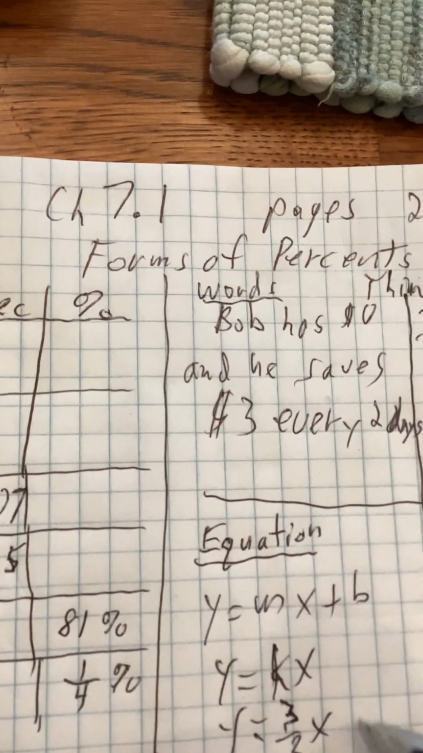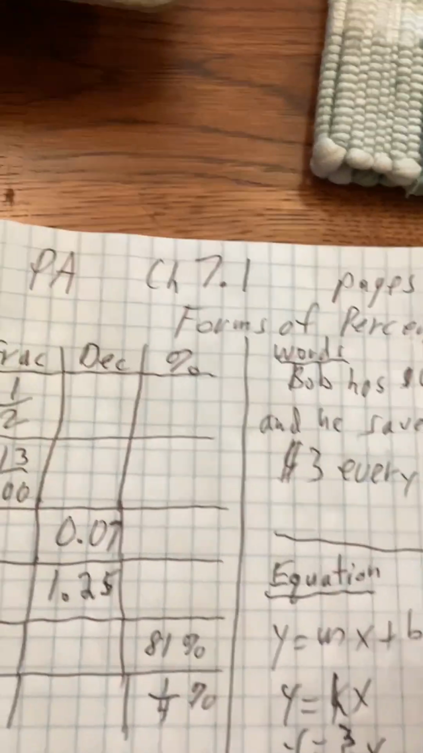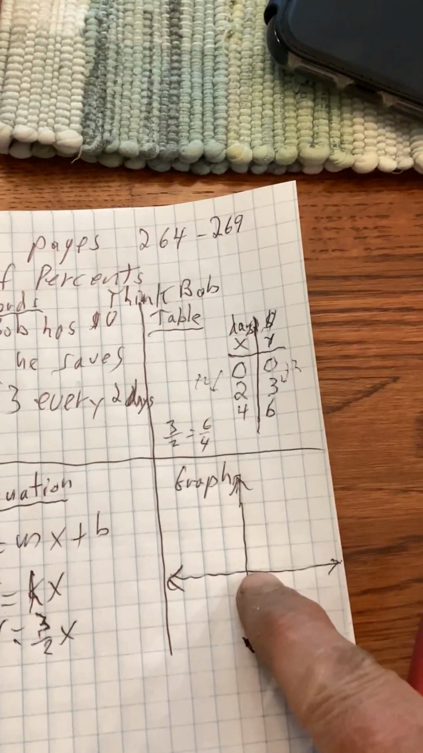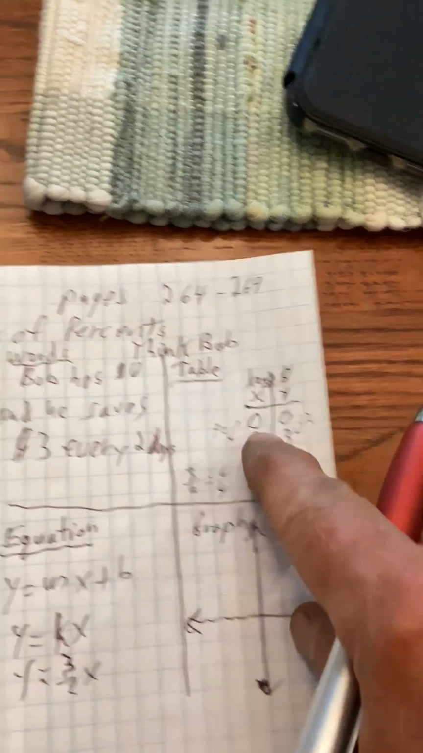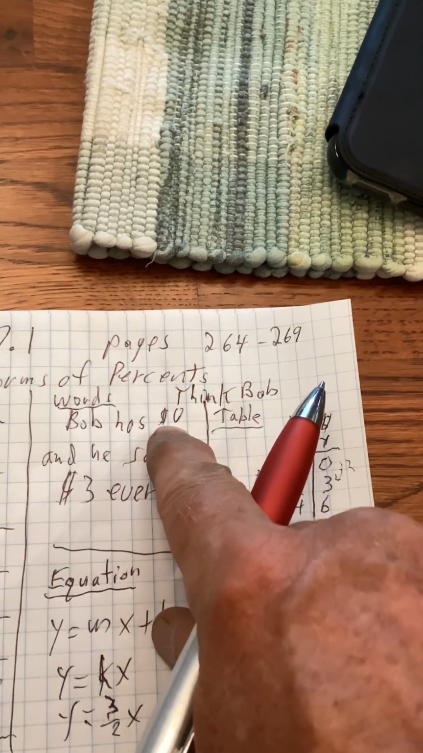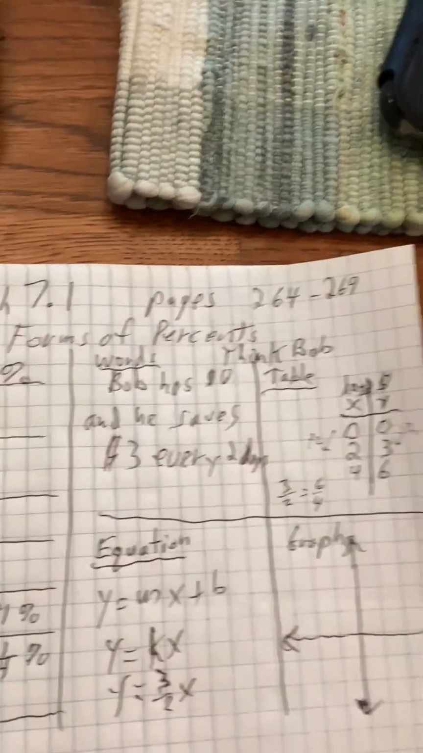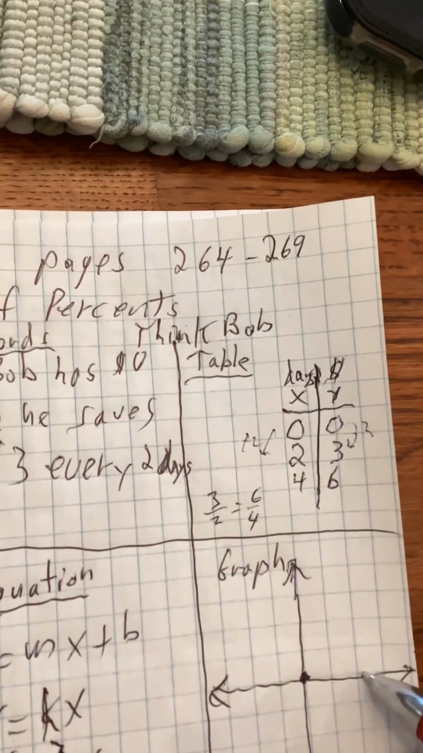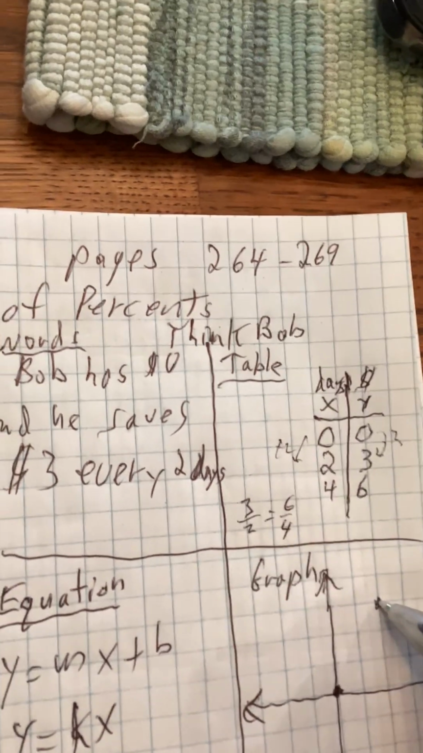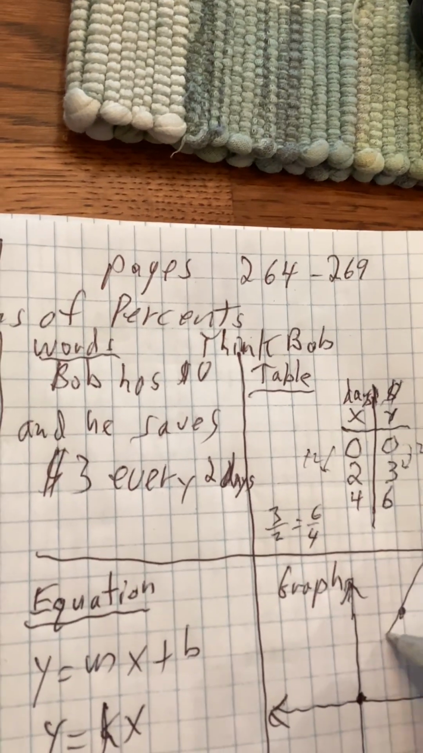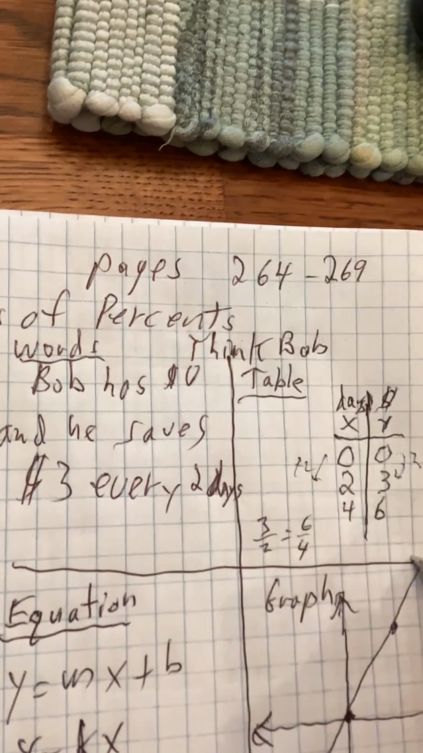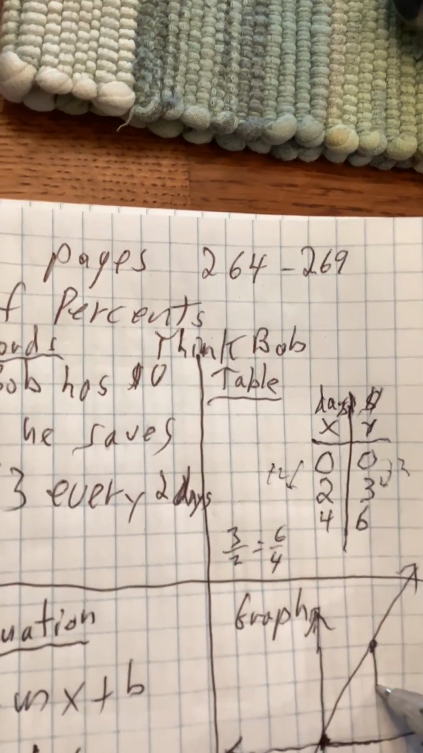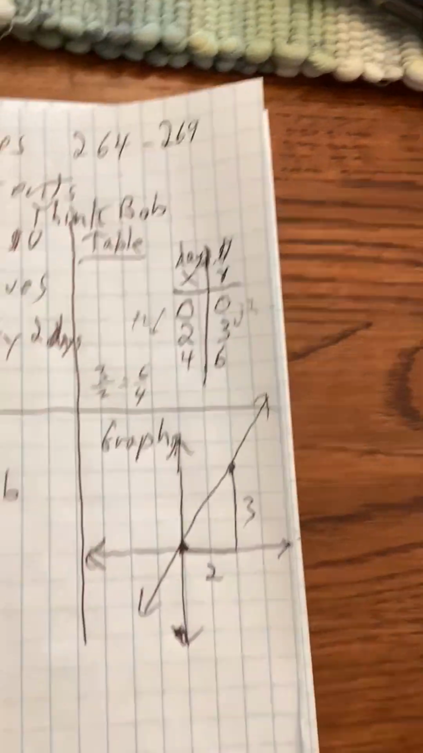You could say plus 0. But anyways, if it's proportional, the line's going to go through the origin. You can see the line goes through the origin, and you know the line goes through the origin because Bob has nothing. And so graphing it, well, here's your origin. And if I go over 2 up 3, here's my next point, and that's all you need. You only need 2 points to graph a line. Here's over 2 up 3.